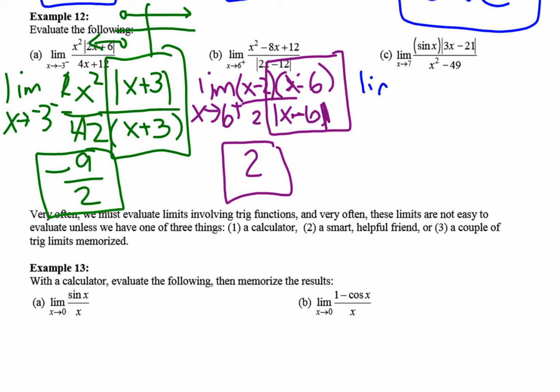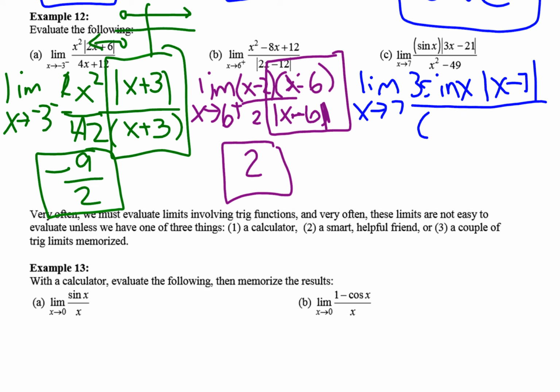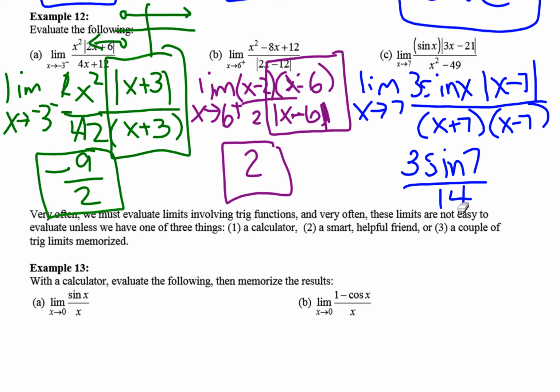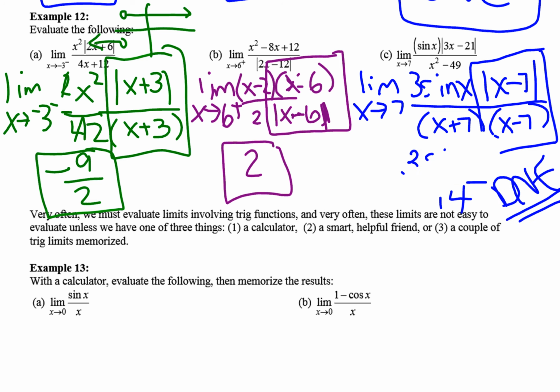All right, and this last one we're going to do a similar idea. We're going to take the limit as x approaches 7 of 3 times sine of x. I'm going to factor that out. I get x minus 7. In the bottom, I can factor this into x plus 7, x minus 7. Plug in 7, so we get 3 sine of 7 over 14. Now, is it going to be positive or negative? Neither, right? Because we're not going from the left or the right. We know there's a jump there. So actually, this does not exist.